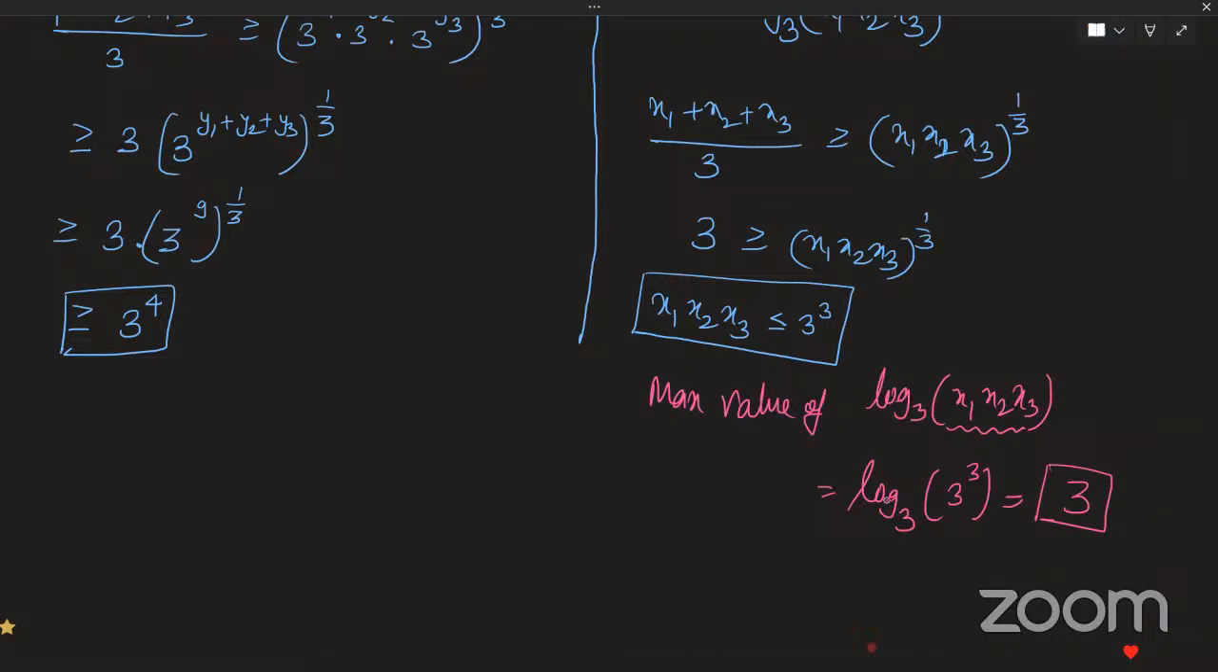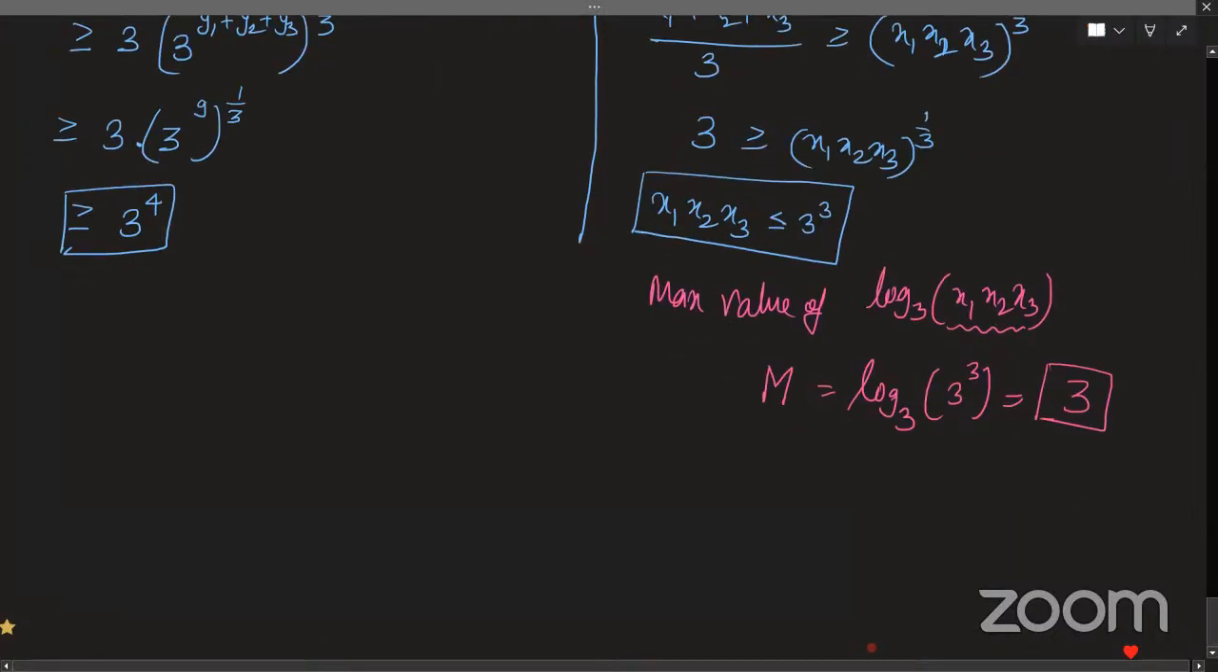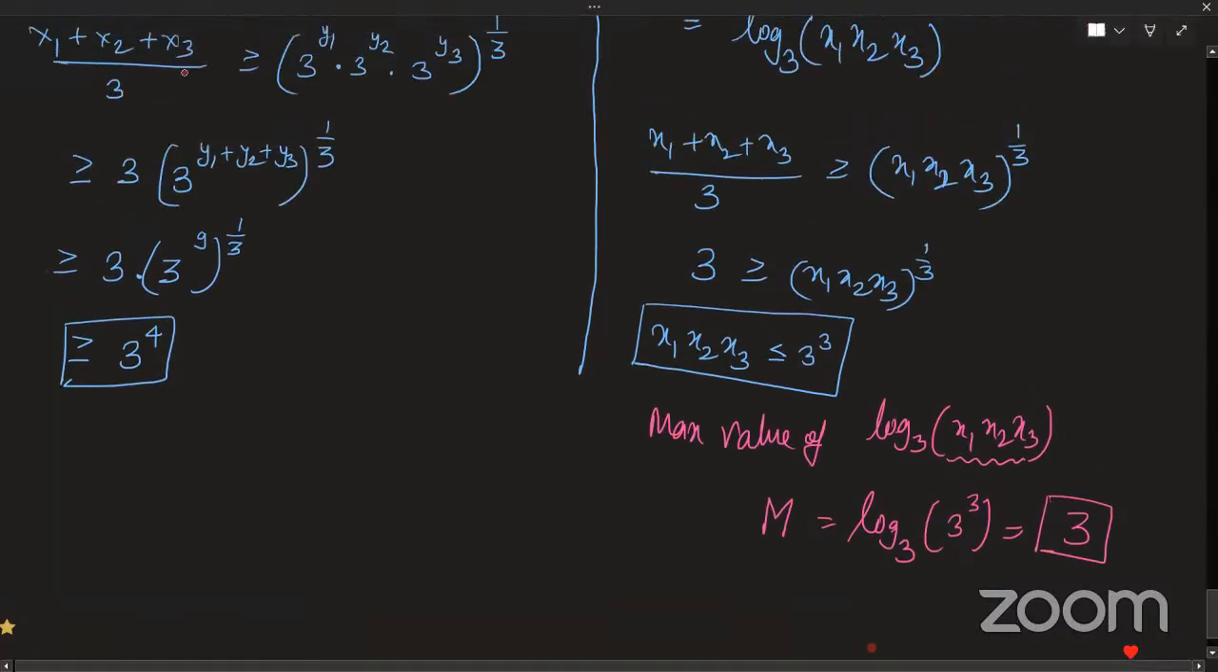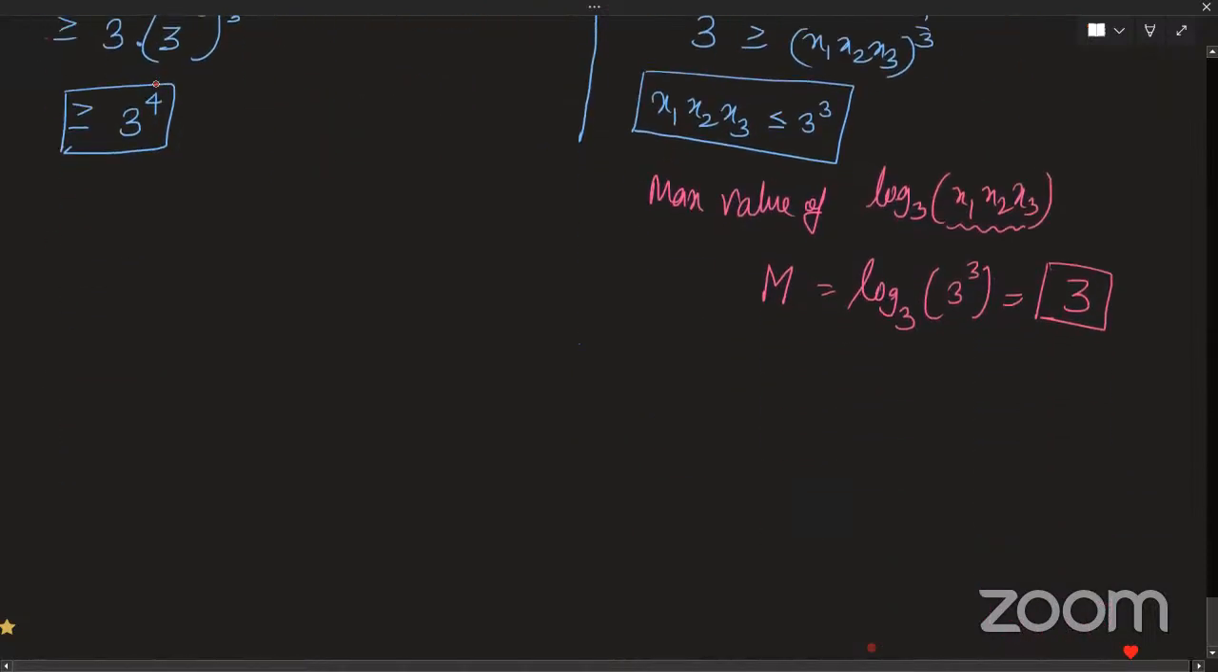So basically, it is asking me to take this value as capital M. Okay. And on the left hand side, it is asking me that small m is the minimum value of log base 3, 3 raised to y1 plus 3 raised to y2 plus 3 raised to y3. Okay.